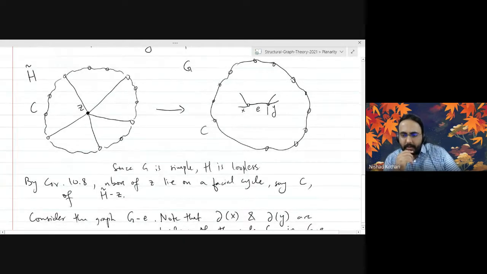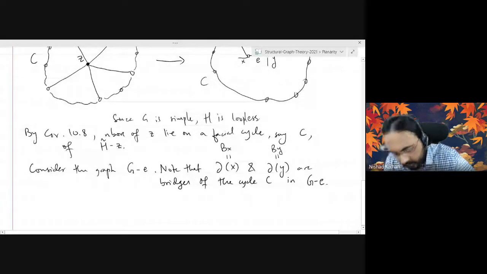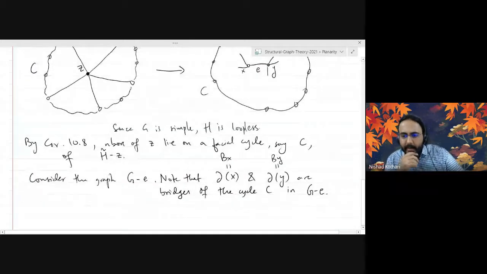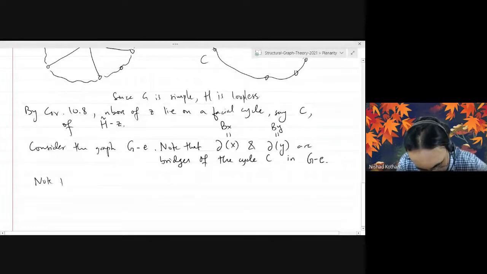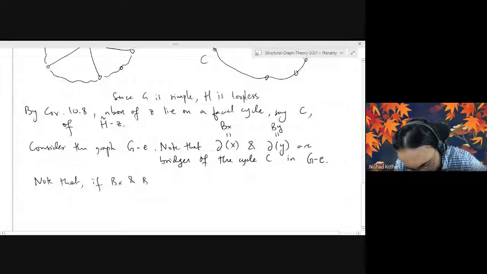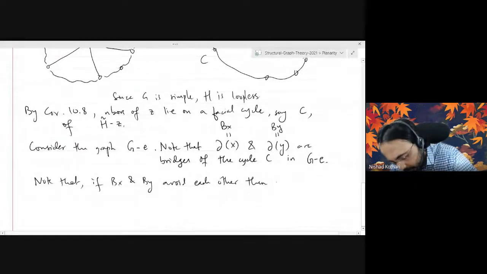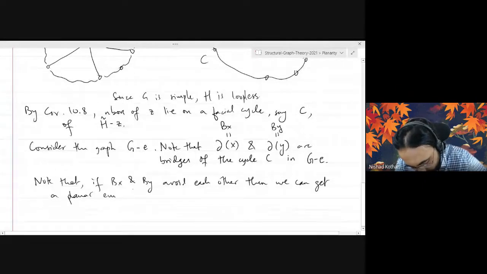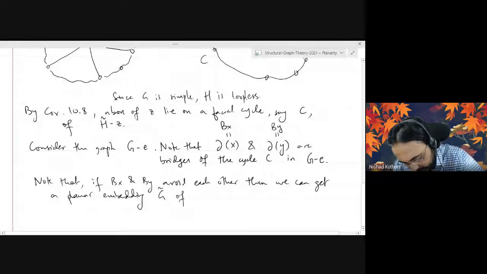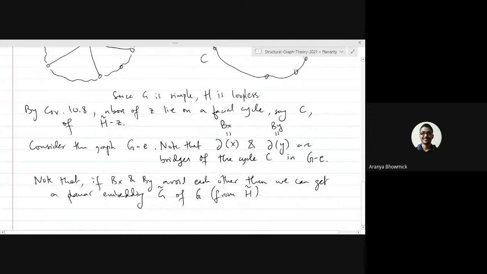So what can I say about these bridges? Supposing these bridges, let's call this Bx and let's call this By. Supposing these two bridges Bx and By avoid each other, then what can you say about the graph G? It's planar. Exactly. Note that if Bx and By avoid each other, then we can get a planar embedding G tilde of the graph G from H tilde. So basically, this will be a contradiction.